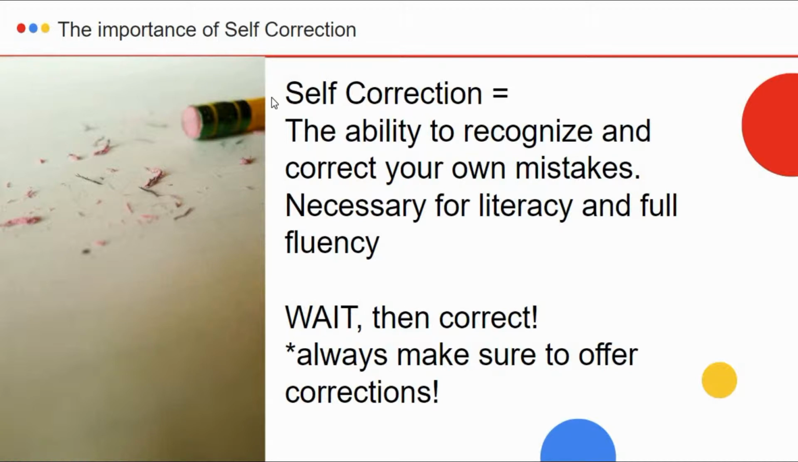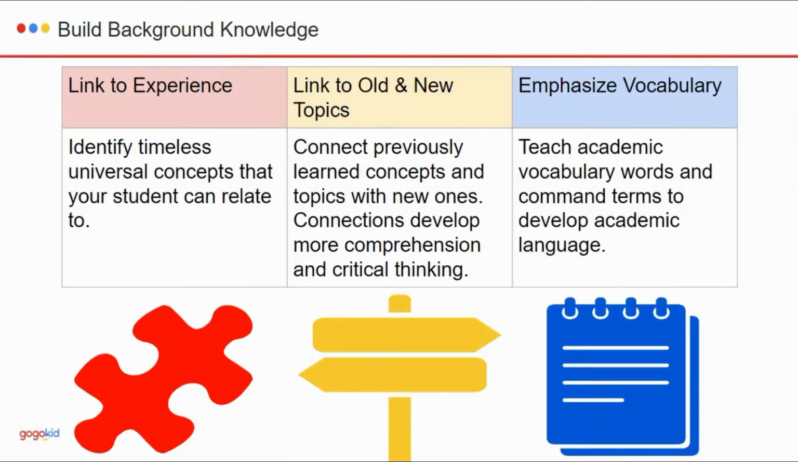Self-correction is the ability to recognize and correct your own mistakes. Even with fluent readers, sometimes I might say a word that is not exactly what I intended to, and I'm able to fix that. That is my ability to self-correct. Now, self-correction is necessary for literacy and full fluency. Of course, always offer corrections, but give some wait time and see if they can do it. This also goes hand in hand with not interrupting students while they read or speak. This will give them some time to actually process and see if they can make that correction.